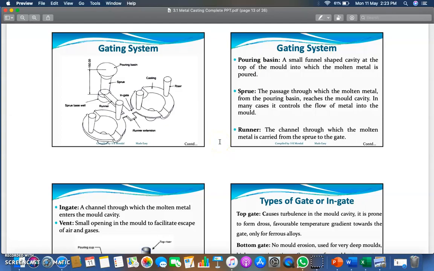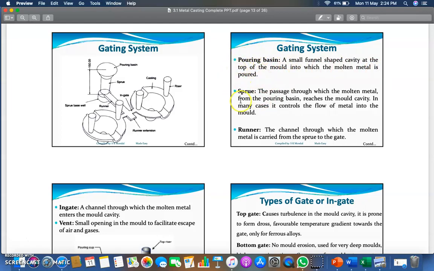The pouring basin is a small funnel shaped cavity at the top of the mold. The pouring basin is where you pour your molten metal with the help of a ladle. It is a small funnel shaped cavity at the top of the mold, into which the molten metal is poured. That is called the pouring basin.